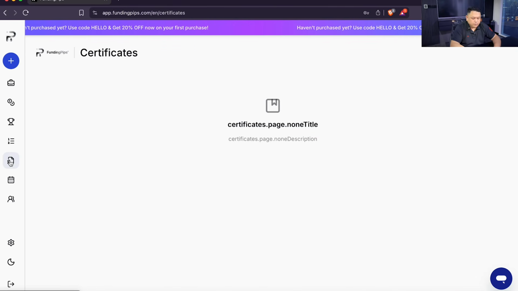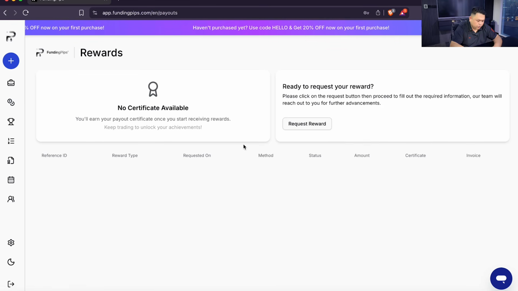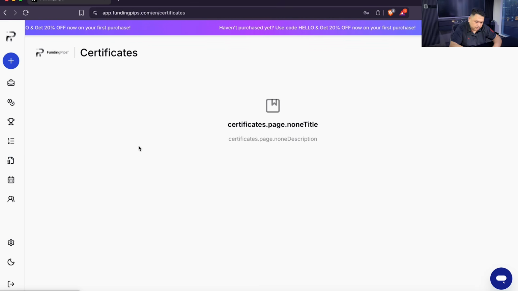So right below the leaderboard, you'll see certificates. And like what you saw earlier for rewards, you get a certificate when you request a reward. You also see that in this section. And you also see other types of certificates, like when you pass your evaluation phase, when you pass your student phase, when you pass your practitioner phase. Maybe you've reached the max allocation, you've gotten to 300,000. So you'll be seeing all of those different types of certificates here in this certificate section.